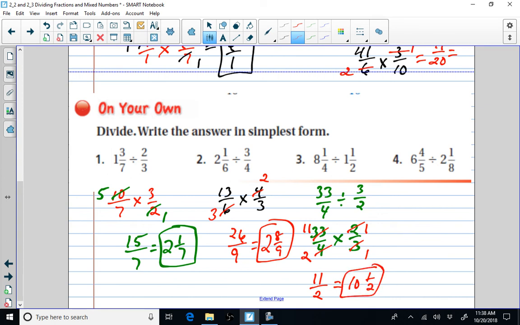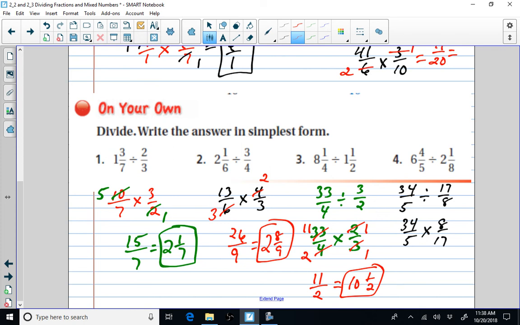Right. In our last example here, we write everything as a fraction first. 5 times 6 is 30 plus 4 is 34 over 5 divided by 8 times 2 is 16 plus 1 is 17 over 8. And then we multiply by the reciprocal. So 34 over 5 times 8 over 17.